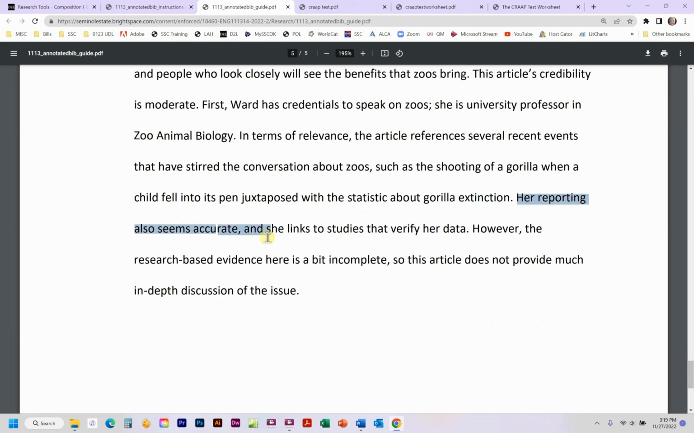Her reporting also seems accurate, and she links to studies that verify her data. So that's why I'm saying it's accurate. She's linked to studies, right? I don't have to list the studies. I'm just saying, yeah, that's why I'm saying that.